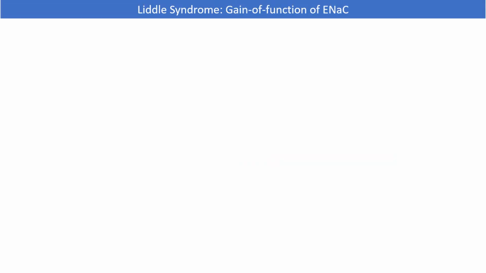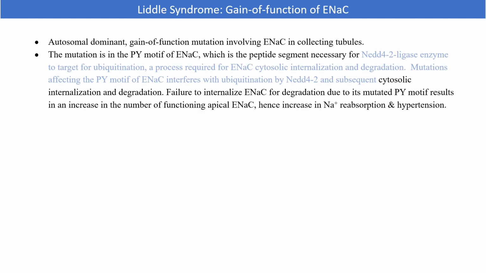A little more about Liddle syndrome. Liddle syndrome is an autosomal dominant condition where there is a gain of function mutation of the epithelial sodium channel ENaC in collecting ducts. The mutation is in the PY motif of ENaC. Think of the PY motif as the cytosolic tail of ENaC. The PY motif is the peptide segment necessary for recognition by a process that internalizes and degrades ENaC.